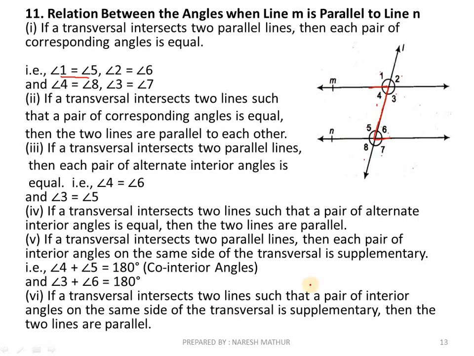Alright, in the next concept, if lines are parallel, then the sum of co-interior angles would be 180. Let's say angle 4 plus 5 is 180, and angle 3 plus angle 6 is 180, and vice versa. If we are given that the sum of co-interior angles is 180 degrees, then the lines will be parallel to each other.